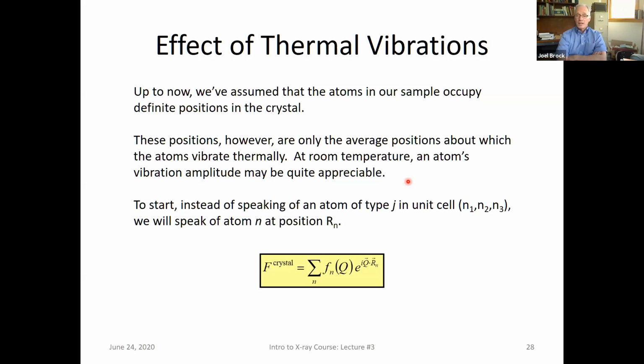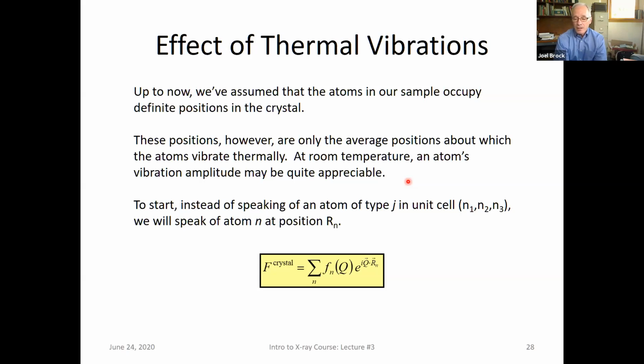And so up till now in our diffraction theory, we've been assuming the atoms occupy precise, definite positions. When you think about it, every atom is definitely just vibrating around its equilibrium position. It doesn't move very far, but it vibrates back and forth. And every time an X-ray scatters off, we basically take a quick snapshot of how it happened to be in that location. So we essentially are measuring the average positions about which the atoms vibrate. It is an ensemble average.